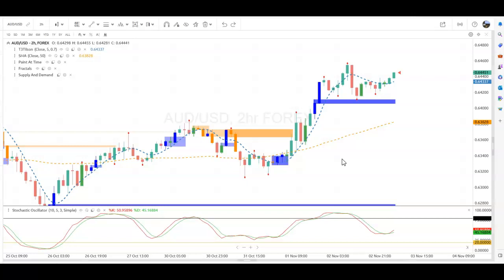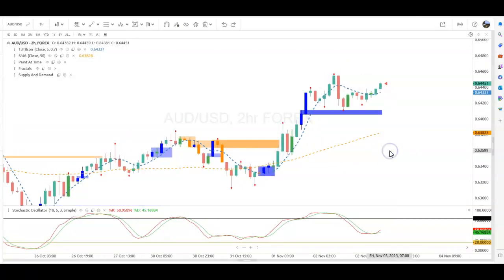Often what I'll do is start looking for these trades at the beginning of a trading session. Right now it's the European session that is open, and that's where we see some activity happening. I'm looking at the Australian dollar.